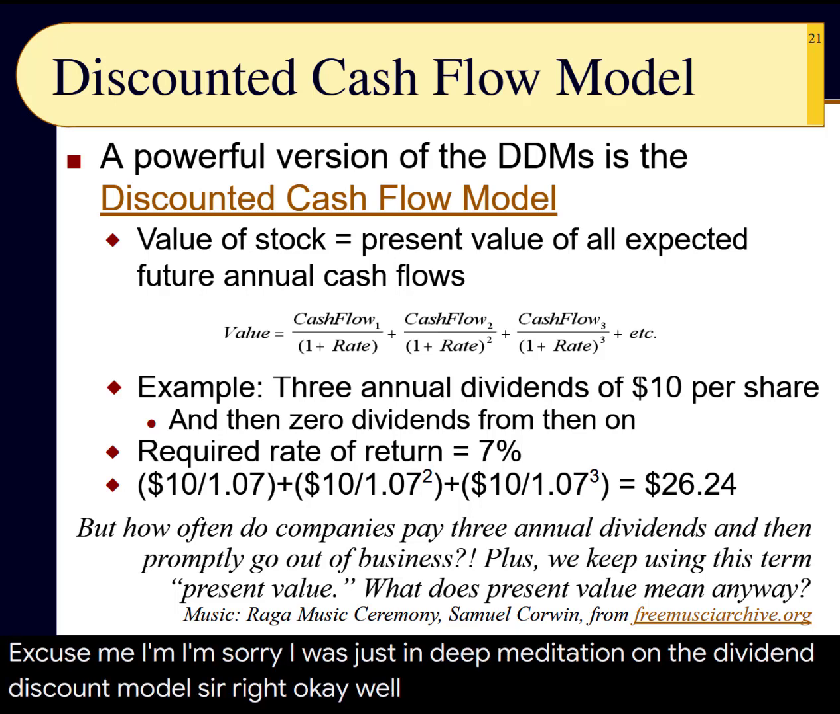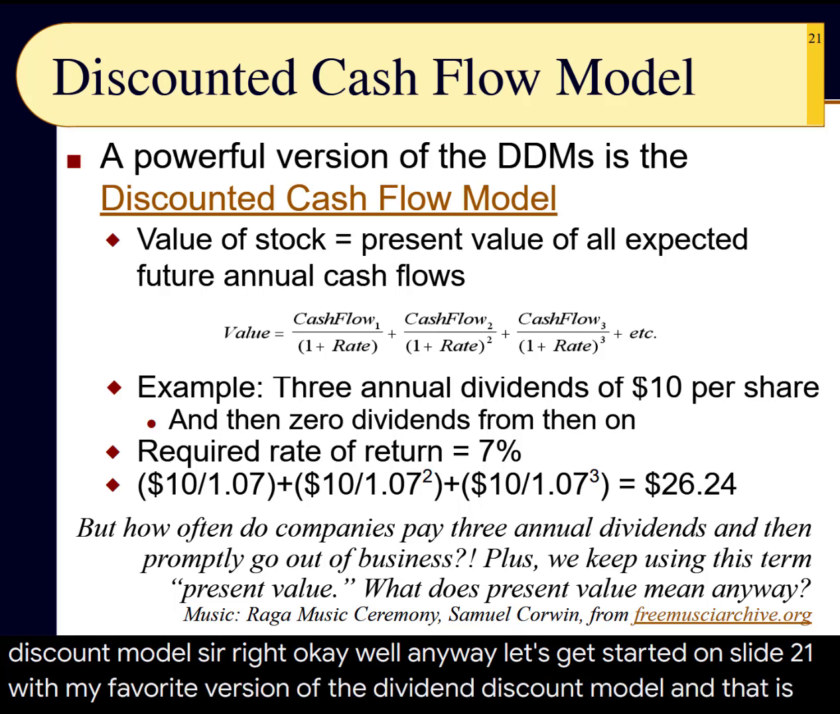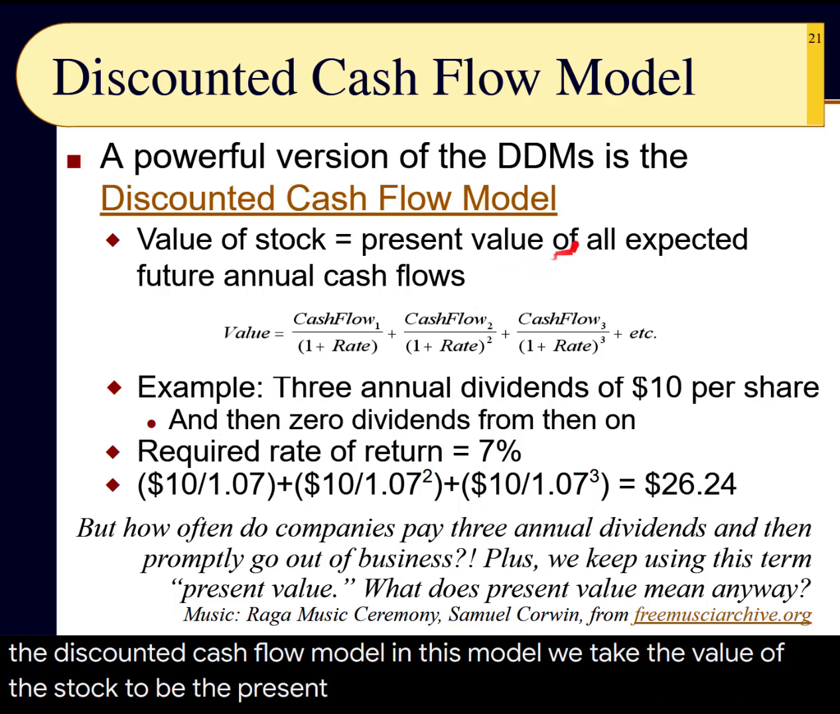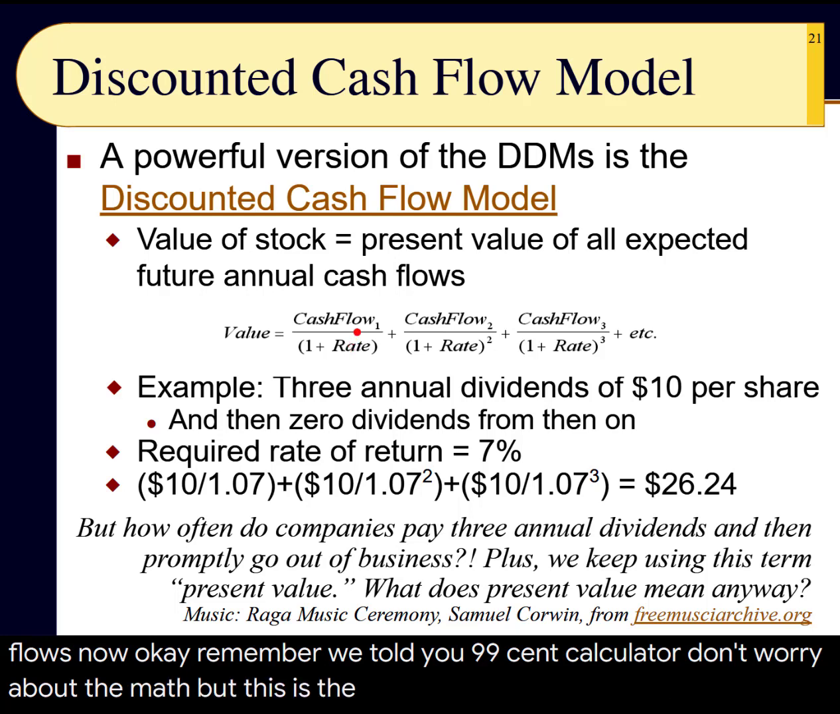Okay. Well, anyway, let's get started on slide 21 with my favorite version of the dividend discount model, and that is the discounted cash flow model. In this model, we take the value of the stock to be the present value of all expected future annual cash flows. Remember we told you, 99-cent calculator, don't worry about the math, but this is the model in its purest state.